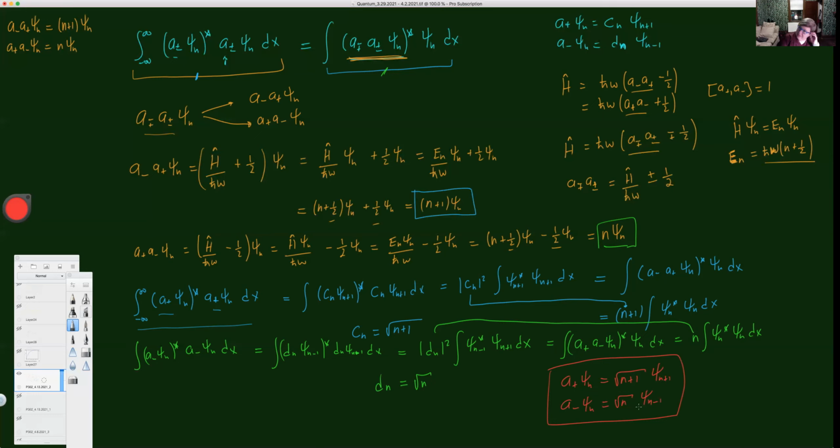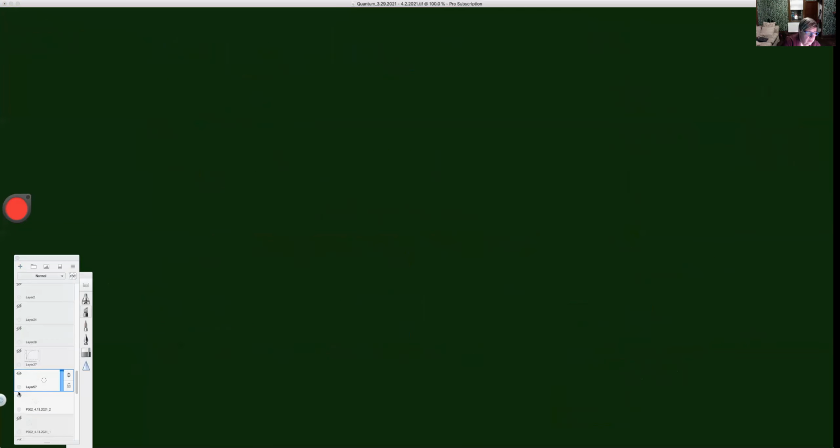Now, it's often convenient to write your state, like your psi 5 or whatever, in terms of the ground state psi 0 and not in terms of psi 4. So in other words, if I said a plus acting on psi 4 will give me the square root of 5 psi 5, great. But it would also be good to know what can I do to get psi 5 just from psi naught, psi 0. That's what we're going to do in the next layer.